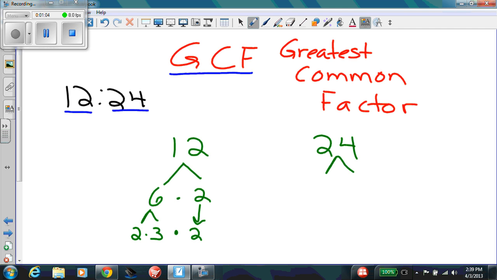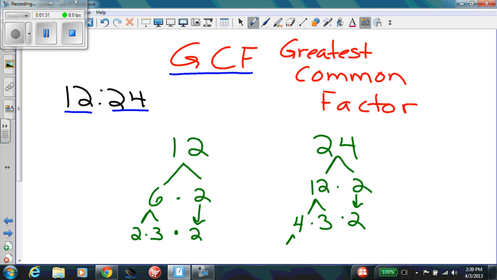What two factors can you create that would equal 24? You could do 12 times 2. You could do 4 times 6. You have a bunch of different choices. So let's take a look at this now. 12. What two numbers can equal 12? Well, 4 times 3 would work. And I don't want to forget 2, so I'm going to bring that down. So 4 times 3 times 2.